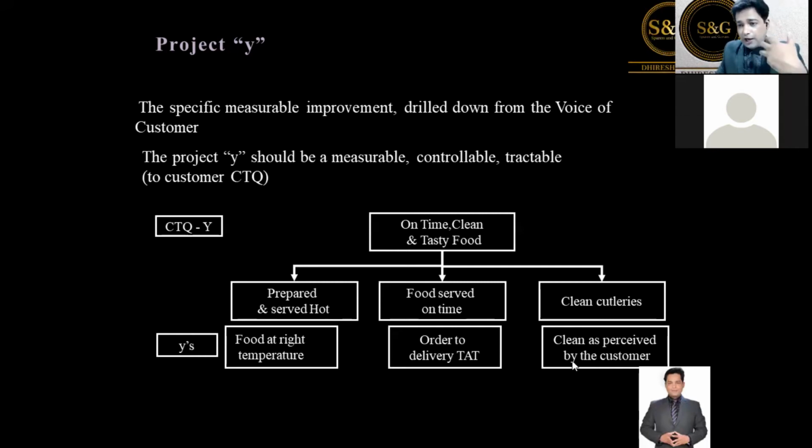Then I will collect the data on cleanliness. I will take feedback from the customer: how is the hygiene, how is the cleanliness, how much would you rate? From that data, I will start to improve that rating. From, let's say, 6 or 7, we would try to improve it to 9 and 10. The same goes for the taste of the food. So that's how from the voice of customer we can drill down to the projects. That is another, external, way of identifying projects.